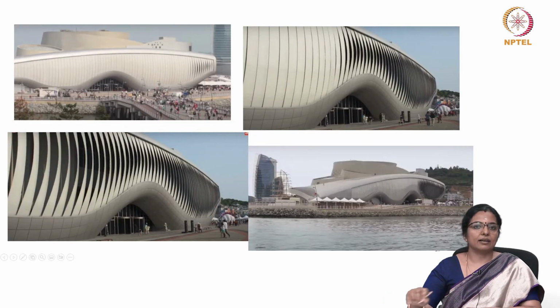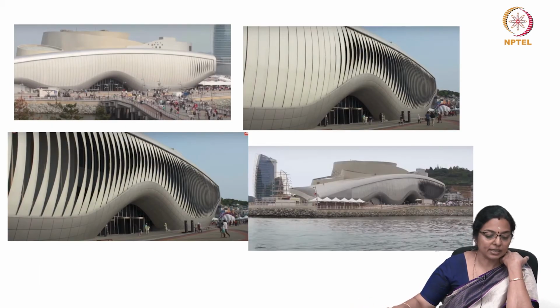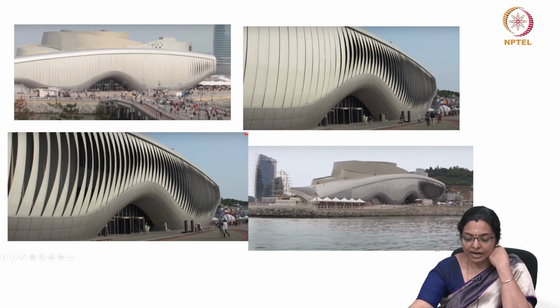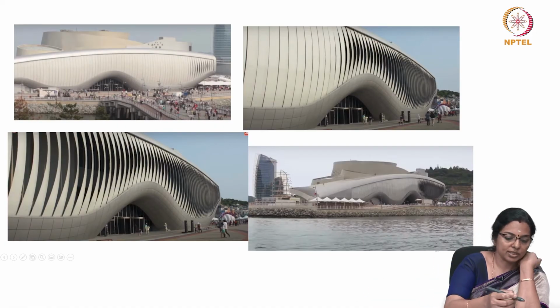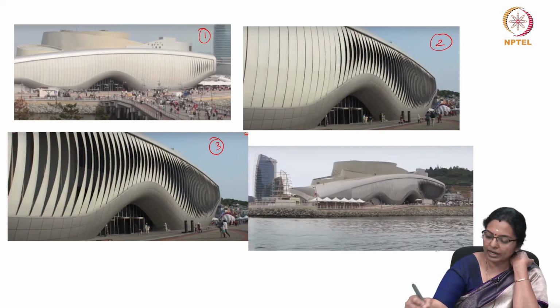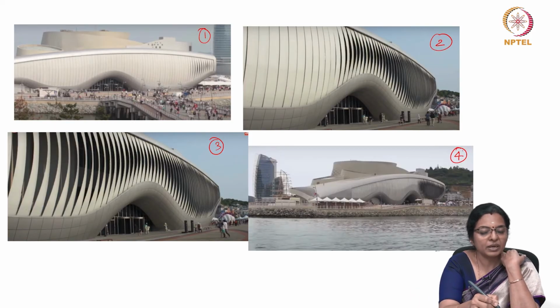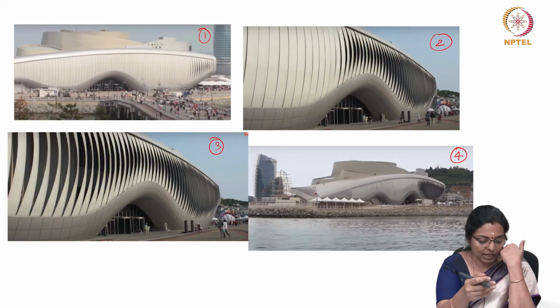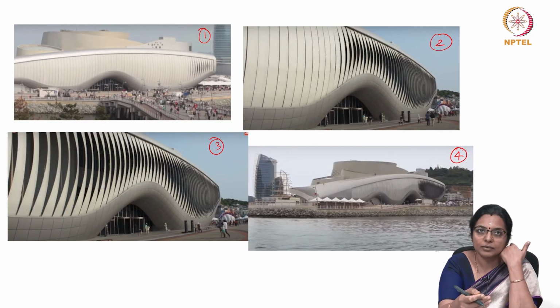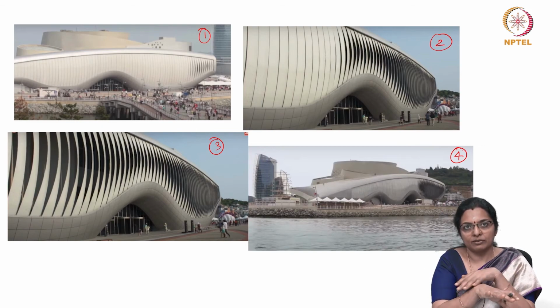This is the building that we have discussed now, and you can see that at no point of time would this building look the same. I will just number the pictures so that you are able to understand it better. If you look at picture number 1, the building is almost sealed. It does not allow any sunlight or solar radiation to enter inside, and it looks very tight. It looks like a closed facade.